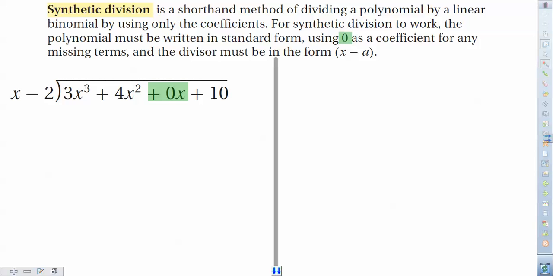The other thing that has to be true for synthetic division to work is that your divisor must be in the form of x minus a. I'll go into a little more detail in a couple seconds. It does not have to say x minus a value for it to be an x minus a. It's just the opposite type of deal, and we'll get into that a little later. So when something says x plus a value, we can still work with that with synthetic division.